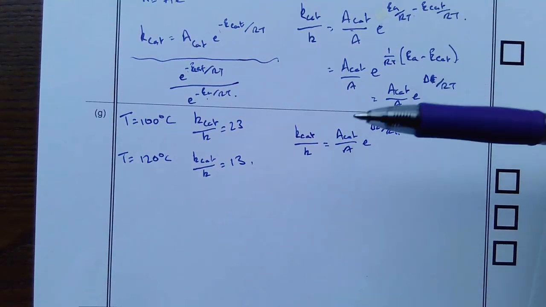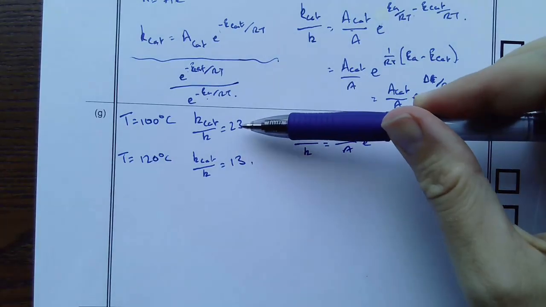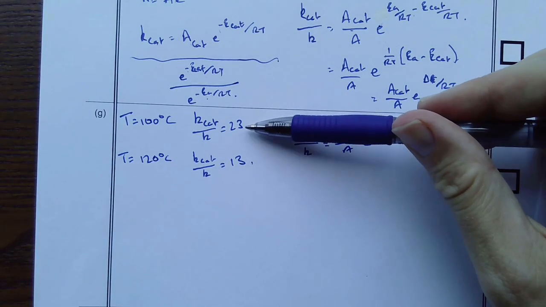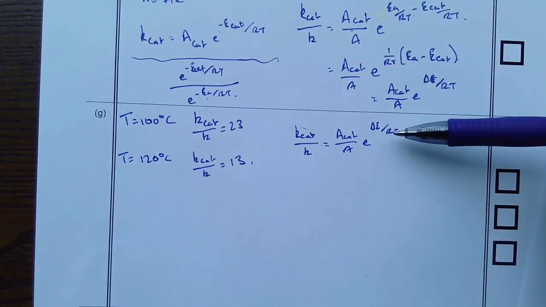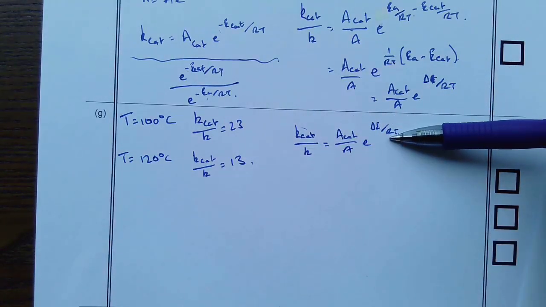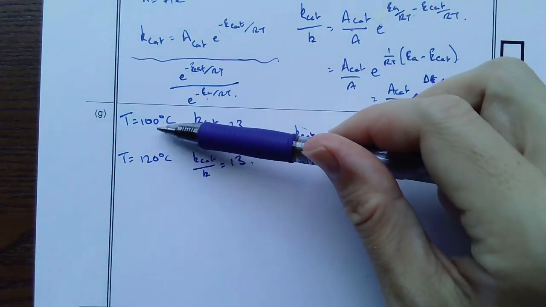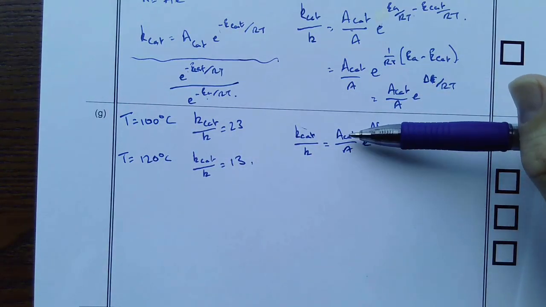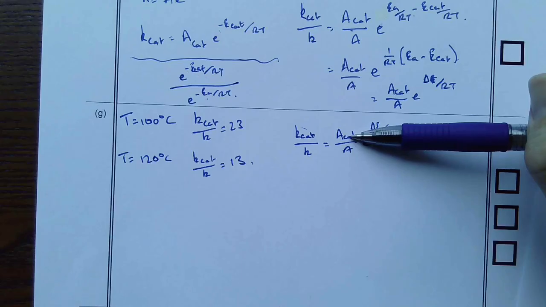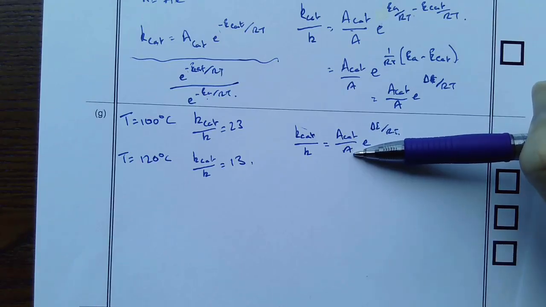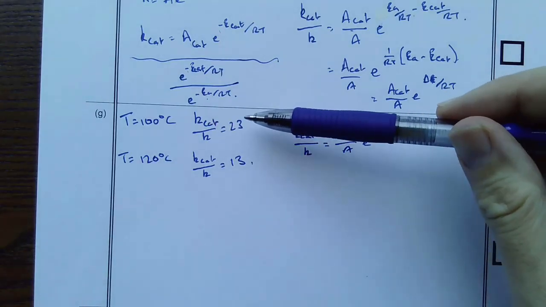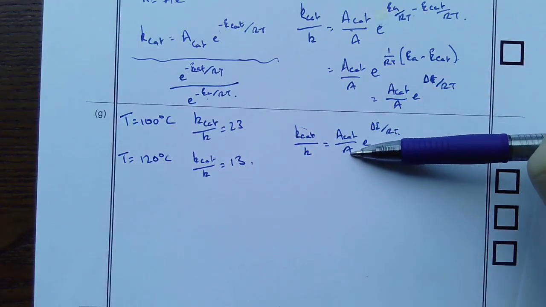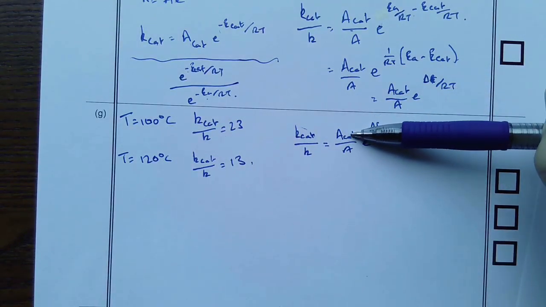So I know, for this situation here, this value k cat over k is 23. I know R. I know the temperature here. But what I don't know is this ratio here. I don't know what effect the catalyst has on the value of A. But what I do know is that when I change the temperature from 100 to 120, it has no effect on what this ratio is here.